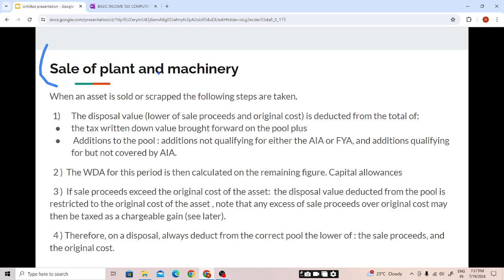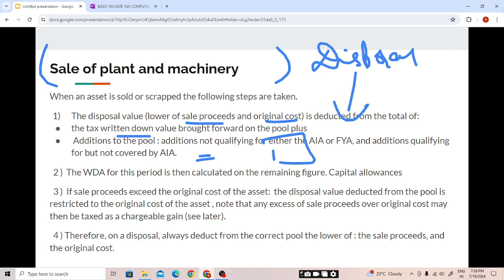Then we had seen sale of plant and machinery, that is disposal, and disposal happens at the lower of two things: sale proceeds and original cost, and this is deducted after the following adjustments have been made. First, we bring down the tax written down value, additions to the pool, additions which do not qualify for FIA or AIA, additions which qualify for AIA, annual investment allowance, but exceed the limit of 1 million pounds. Then students, we adjust this disposal. After the disposal, we get an amount. On this amount, we calculate the WDA. I hope this is clear.